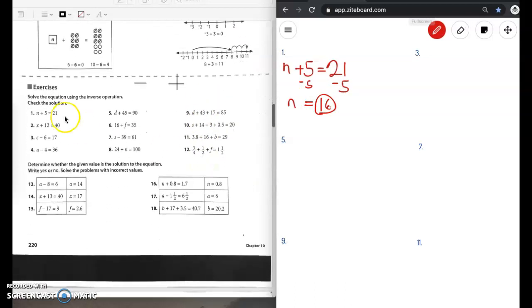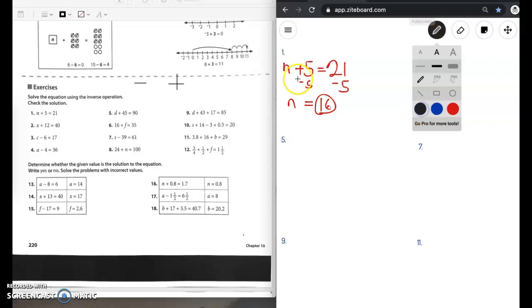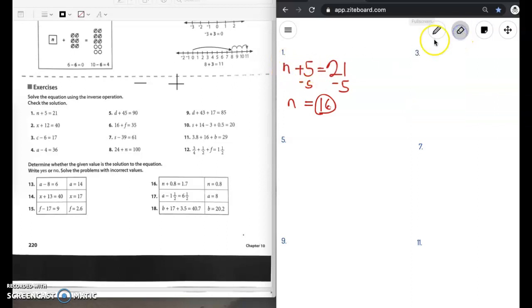So as you can see, I separated the variable from the number. Now, we're not done here. We need to check it. We check it by substituting. So let's try. We had 16. 16 plus 5 equals 21. Is that correct? Yes, it is. So we are right. N equals 16. All right, let's do number 3.